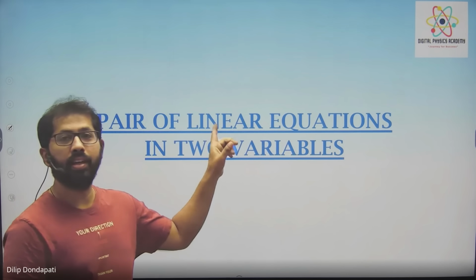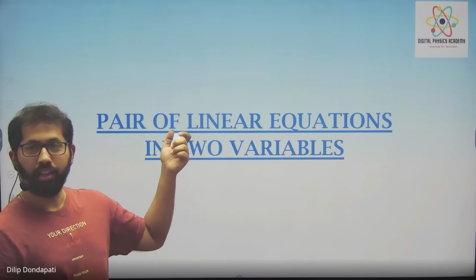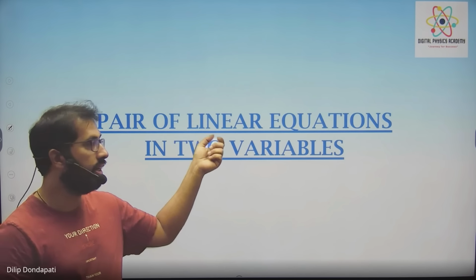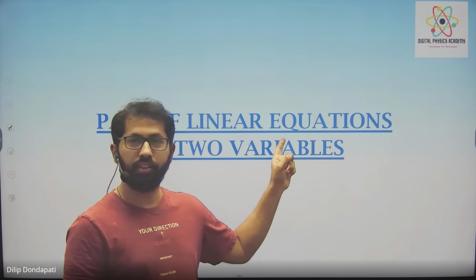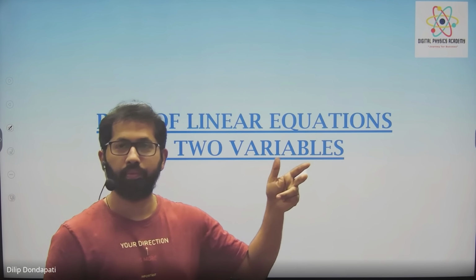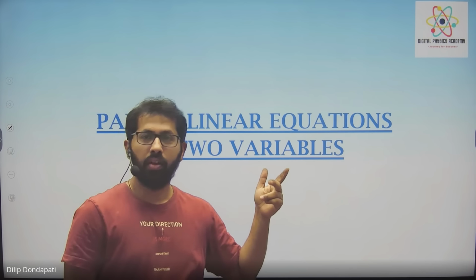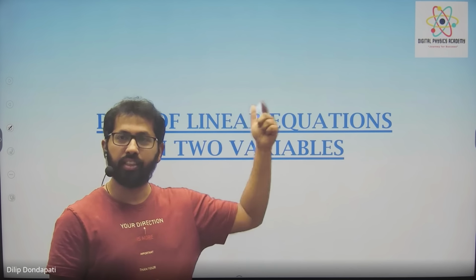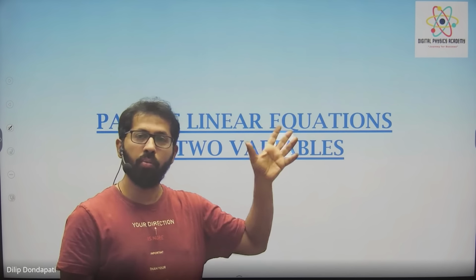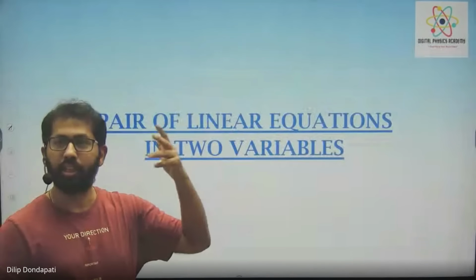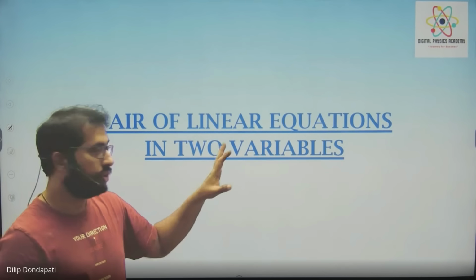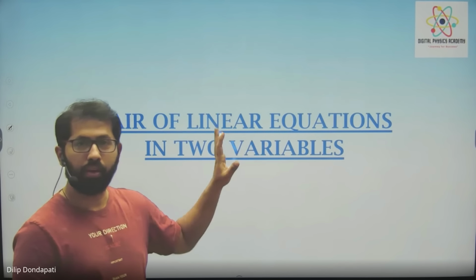Yeah. See, linear equations means degree 1. Any polynomial having degree 1 is called a linear equation. If degree 2, it means quadratic equation, which is the next chapter. Polynomial can be degree 3, 4, anything also. So first we are talking about degree 1, the pair of linear equations.